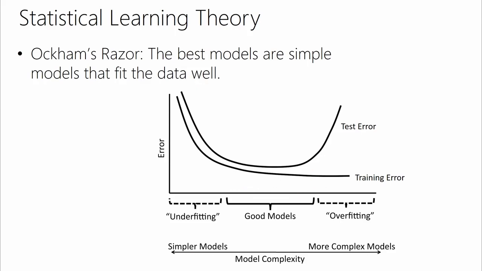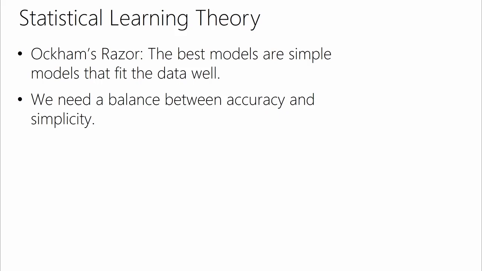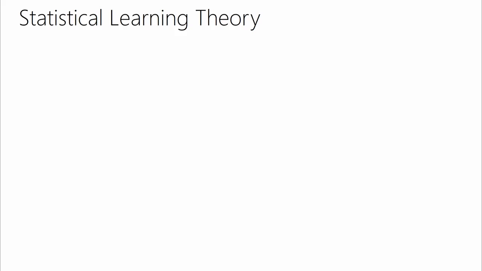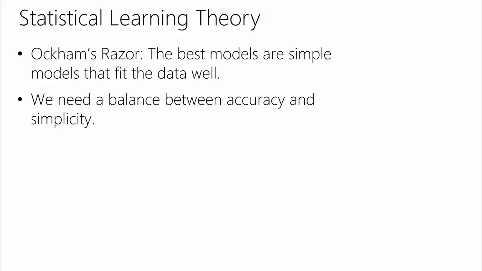The idea of this plot holds true for classification, for regression, whatever. So the idea is the best models are simple models that fit the data well. So what we need is a balance between accuracy and simplicity. Now, Occam probably didn't know optimization, but this would have suited him fine if, I'm guessing, he were alive now.